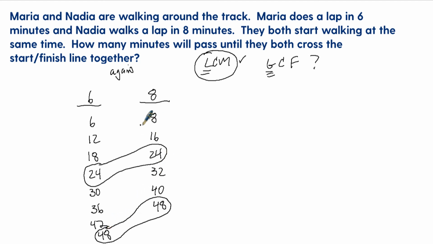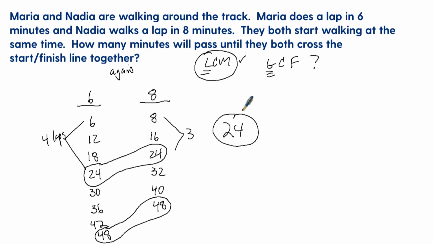All right. And that's because in this case, Nadia is walking a little bit slower. So you can see Maria will have walked 1, 2, 3, 4 laps. Okay. And Nadia will have only walked 3 laps. All right. And so these are some of the type of questions they can ask you on the GED. But how many minutes will pass to answer the question here? It will be 24. All right. 24 would be the answer to this question. That will mean, again, Maria's done 4 laps and Nadia's done 3 laps.